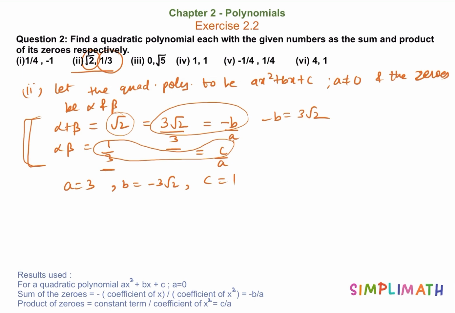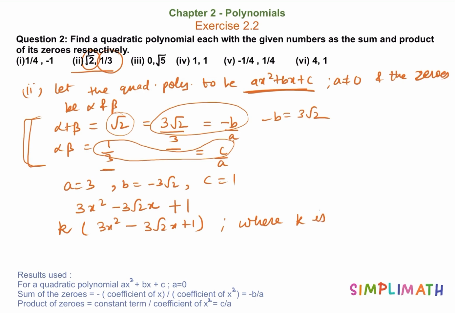So the quadratic polynomial that fits the given conditions can be written as, if we put the values over here, we get 3x square minus 3 root 2x plus 1. And any other quadratic polynomial that would fit the given condition would be of the form k into 3x square minus 3 root 2x plus 1, where k is real.